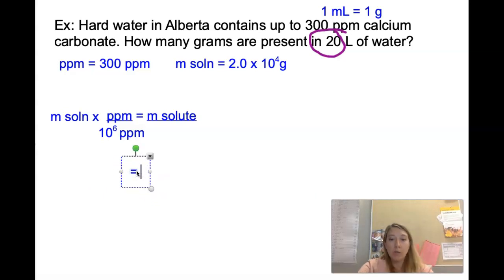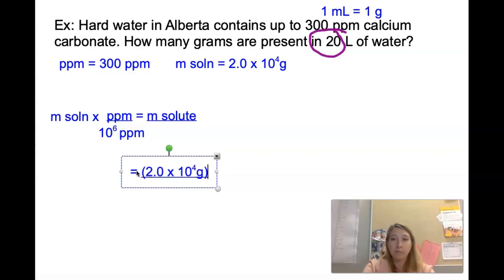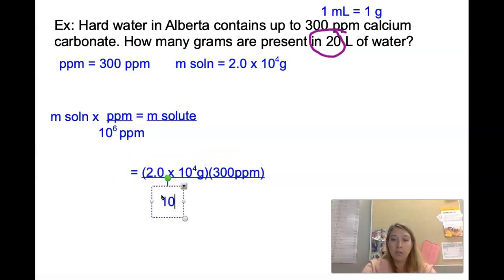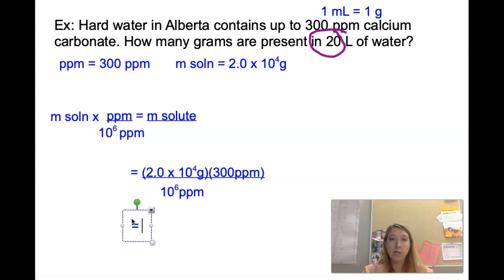Now that we've rearranged it, we can plug our numbers into it. The mass of the solution we have as 2.0 times 10 to the 4 grams. We are multiplying it by the parts per million, which was 300 ppm. And then we are dividing by 10 to the 6 parts per million. Once we do that, we can plug this into our calculator and get an answer.